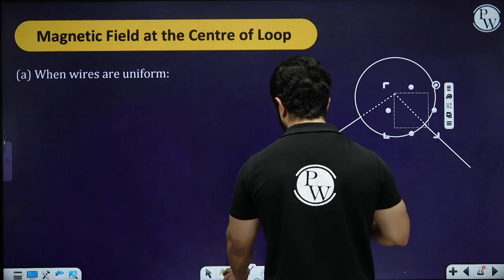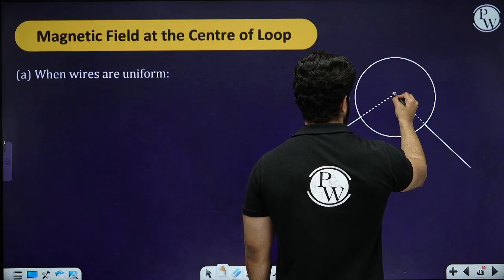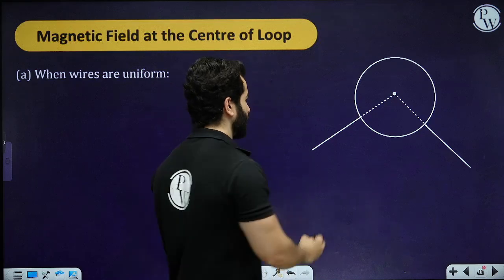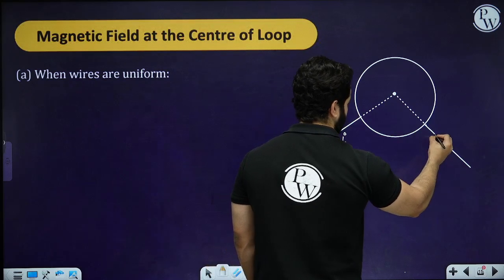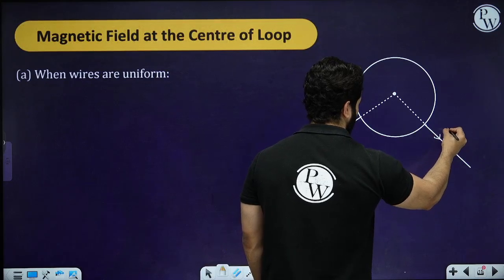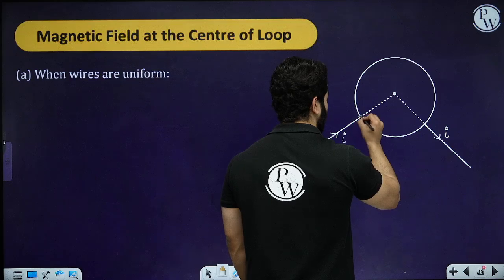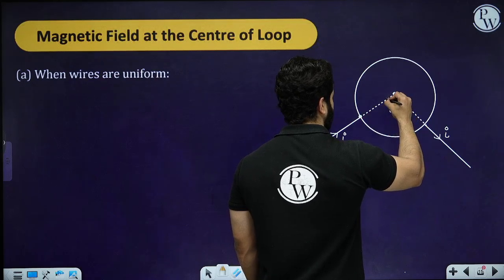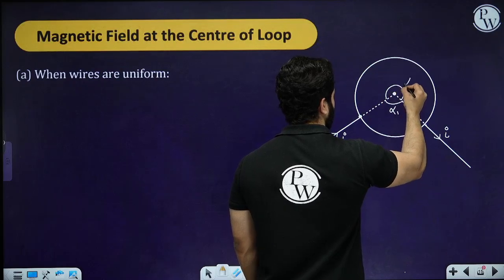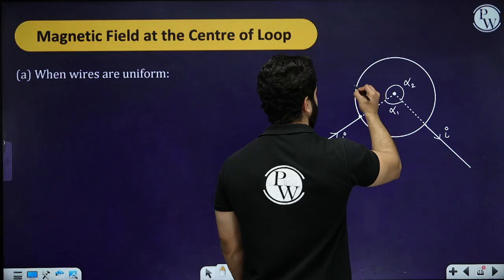These are meeting up at centers, something like this, and let's suppose you have got current I flowing from here and current I will go back over here. Now what will happen at this point, dosto? At this point, let's suppose this angle is alpha 1 and this angle is alpha 2. So current will get redistributed.